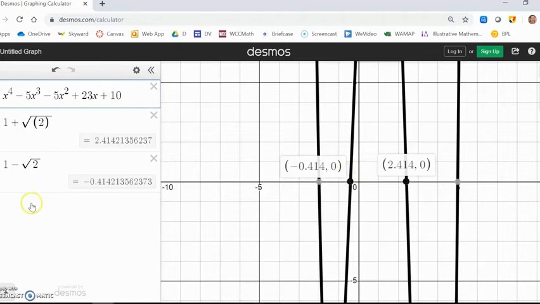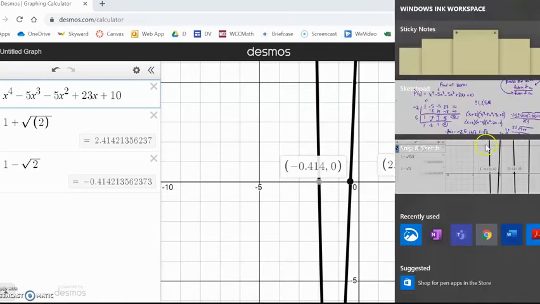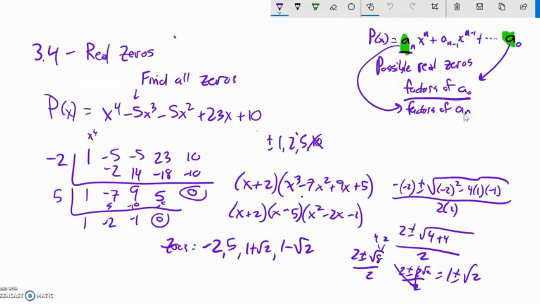Now, on the test, I'm going to ask for exact answers for these radicals. So I won't accept answers like 2.414 or negative 0.414. I want them exact. So you will need to do the work to get there for them. And I want to do 2 more examples.